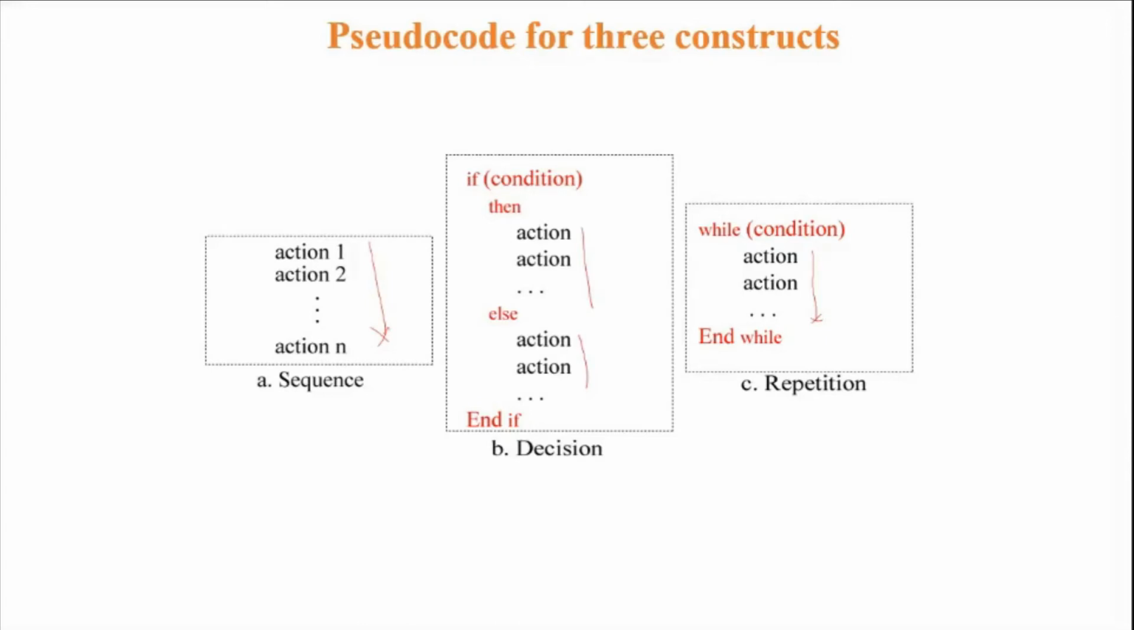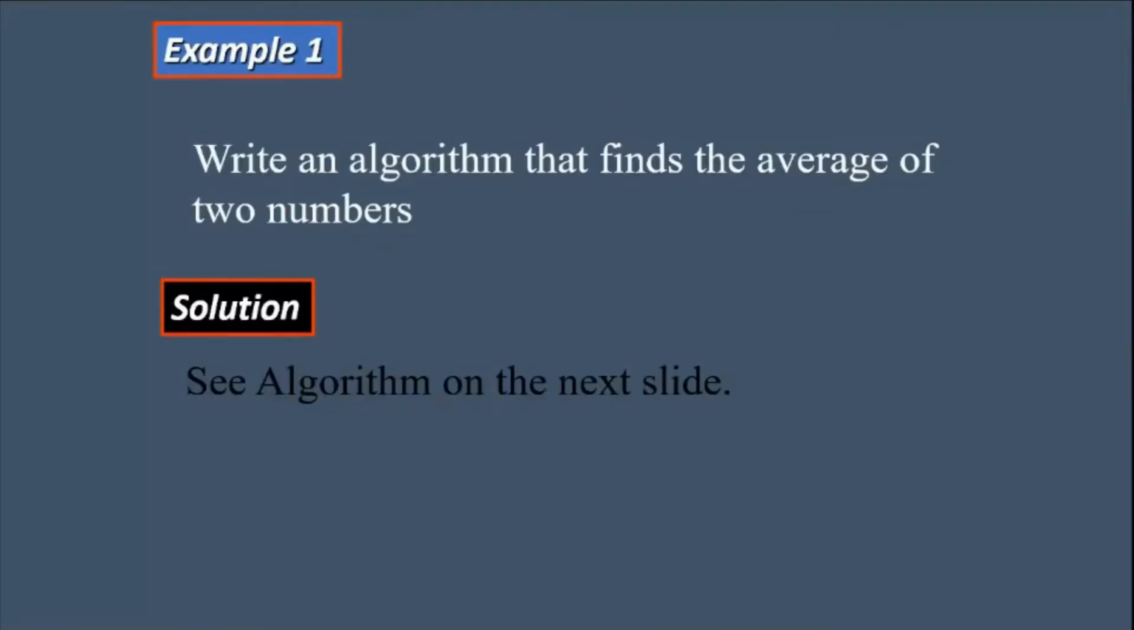Both are the same thing. That is, algorithm as well as pseudocode are the same thing, in the sense both represent the same step-by-step procedure that is to be followed, or the step-by-step actions that are to be done in order to solve a specific problem, or in order to do a specific task. Then we can see some of the algorithms for some simple processes. So the first one is: write an algorithm that finds the average of two numbers.